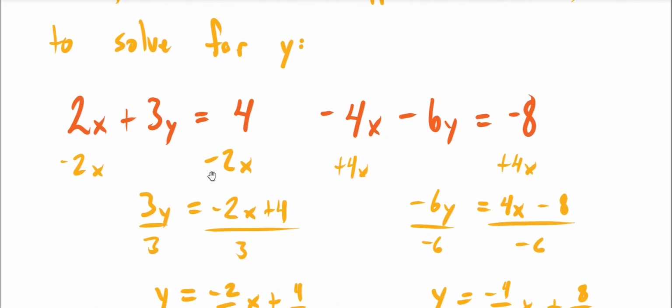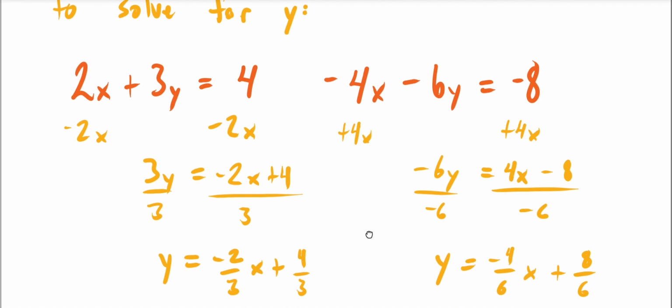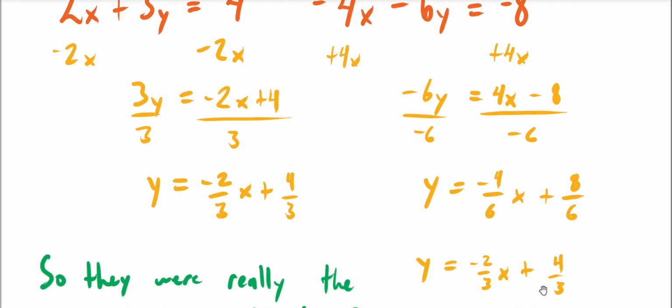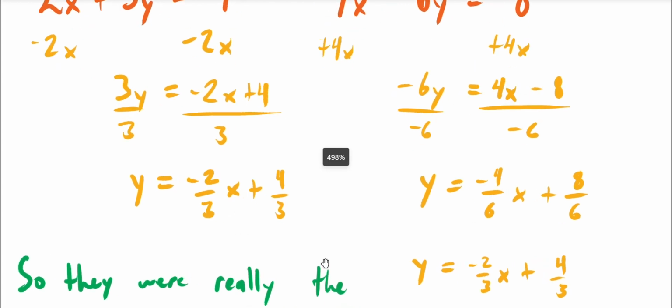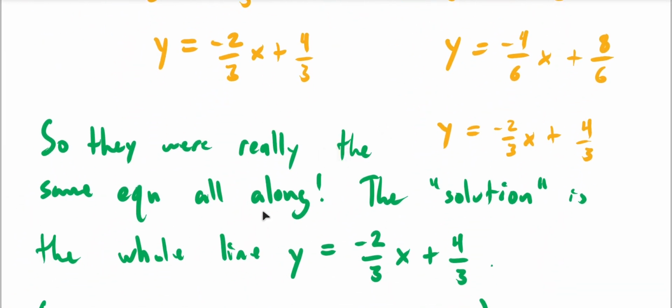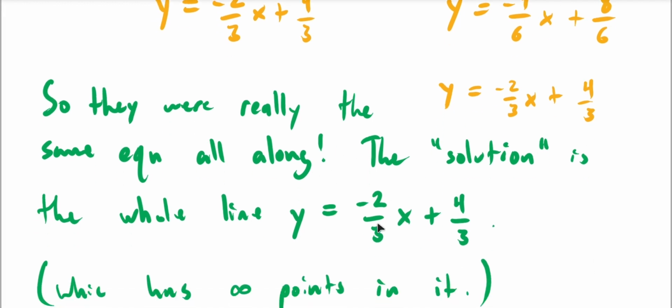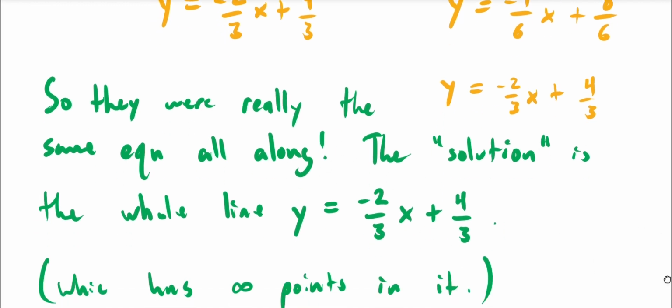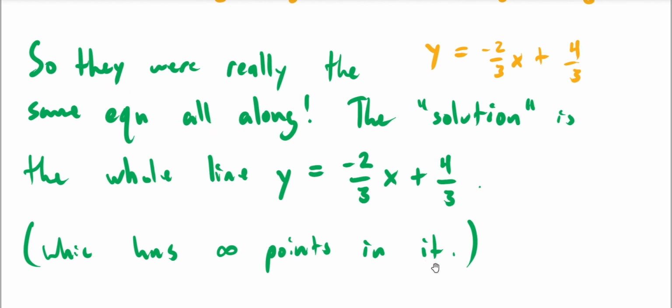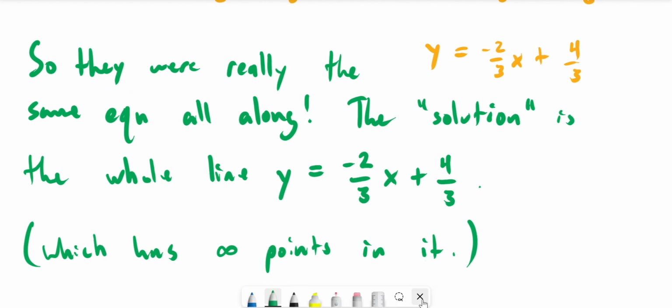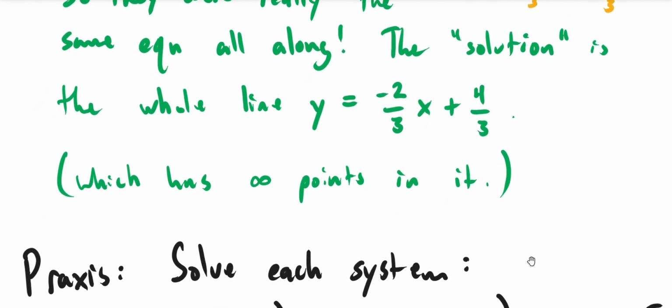So if I bring my 2x over, I bring my 4x over, and I divide off the coefficients, once you reduce your fractions, you get the same equation, y equals minus 2/3 x plus 4/3. So really, these equations were the same all along. The solution is the entire line y equals minus 2/3 x plus 4/3, and that has an infinite number of points in it, and ergo an infinite number of solutions to the system of equations. Any point that satisfies one will satisfy the other because they're actually the same.